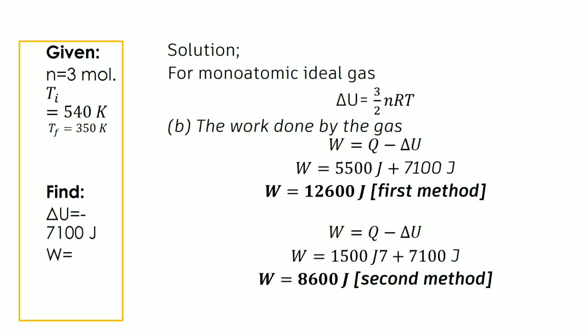So in our problem, the temperature of 3 moles of monoatomic ideal gas is reduced from its initial temperature to its final temperature, and we now have the change in internal energy to be negative 7,100 joules. This is negative because work is done by the system. For the work done by the gas, we have 12,600 joules for our first method, and 8,600 joules for our second method.